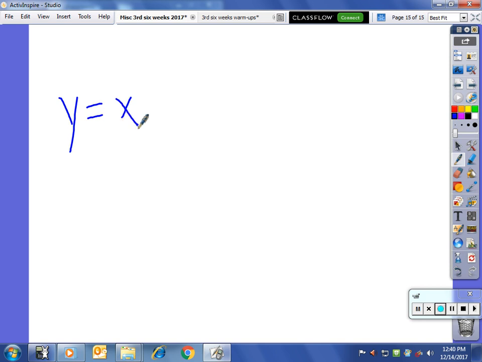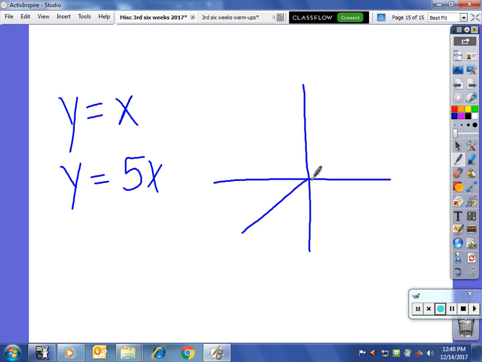Okay, y equals x. We're going to change not just the sign, but also the number from a 1 or a negative 1 to something else. Let's try y equals x versus y equals 5x. What do you think is going to happen? It's going to get steeper, absolutely. y equals x is not considered steep or flat. It's right through the middle. But y equals 5x is going to be rising much faster. It's a much steeper line.